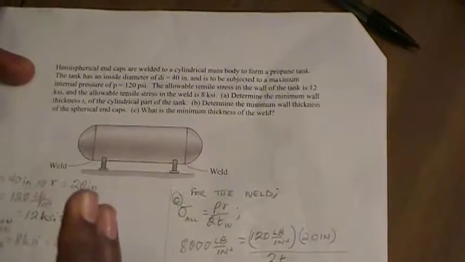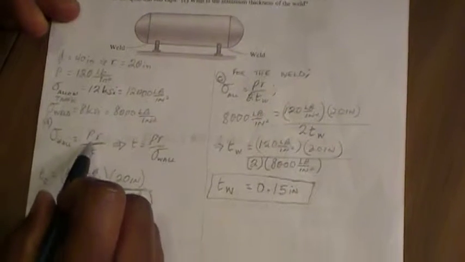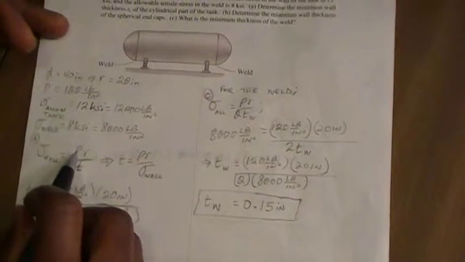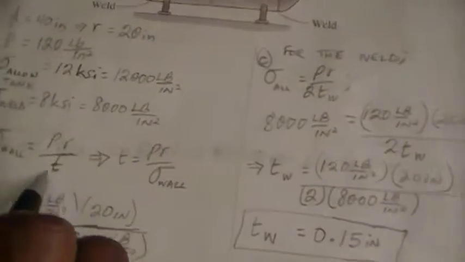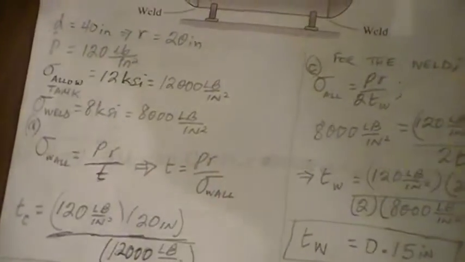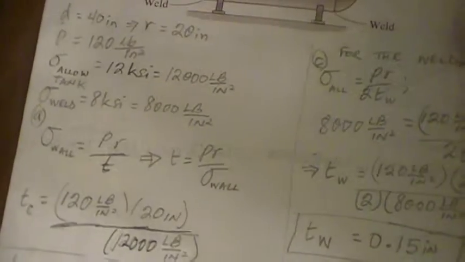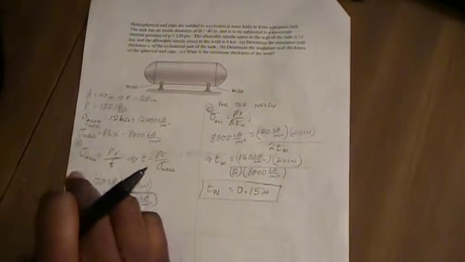We use the formula for stress, which is equal to the force, P times R over T, where T is the thickness. We have two formulas. It all depends on what part of the problem you're solving. The cylindrical part is one whole unit, so we're just using stress equals PR over T.